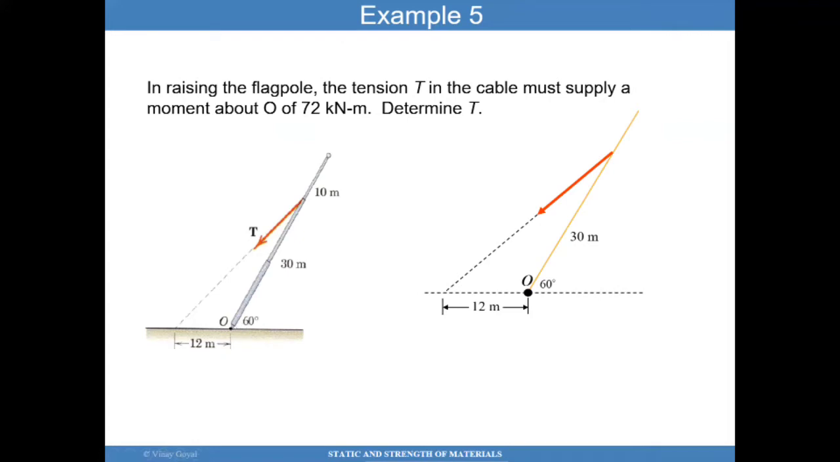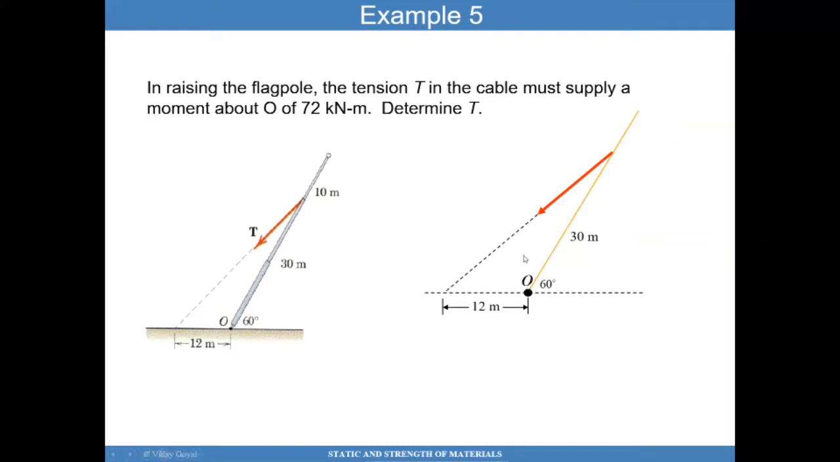Well, the first step is to draw a simple diagram here, showing all the angles, this 30 meters. So basically showing the relative information, the information that is relevant to the problem. And these 12 meters as an example. And so what we want to do is calculate the distance between O and this perpendicular line. And if we can do that, we can determine what value T will make that happen.